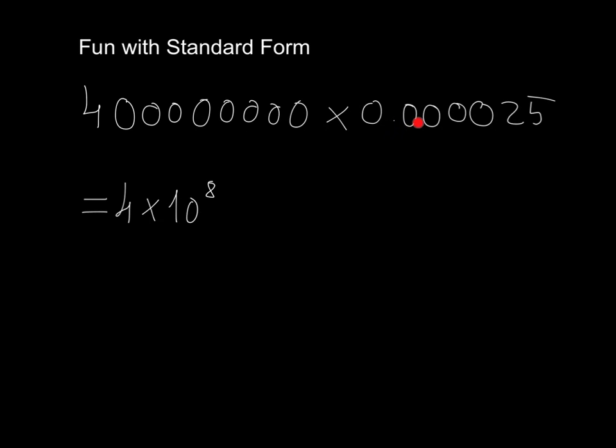So I'm just like, 1, 2, 3, 4, 5. So this is times 2.5 × 10⁻⁵. And now here's the beauty of this. I can just multiply these two things together.